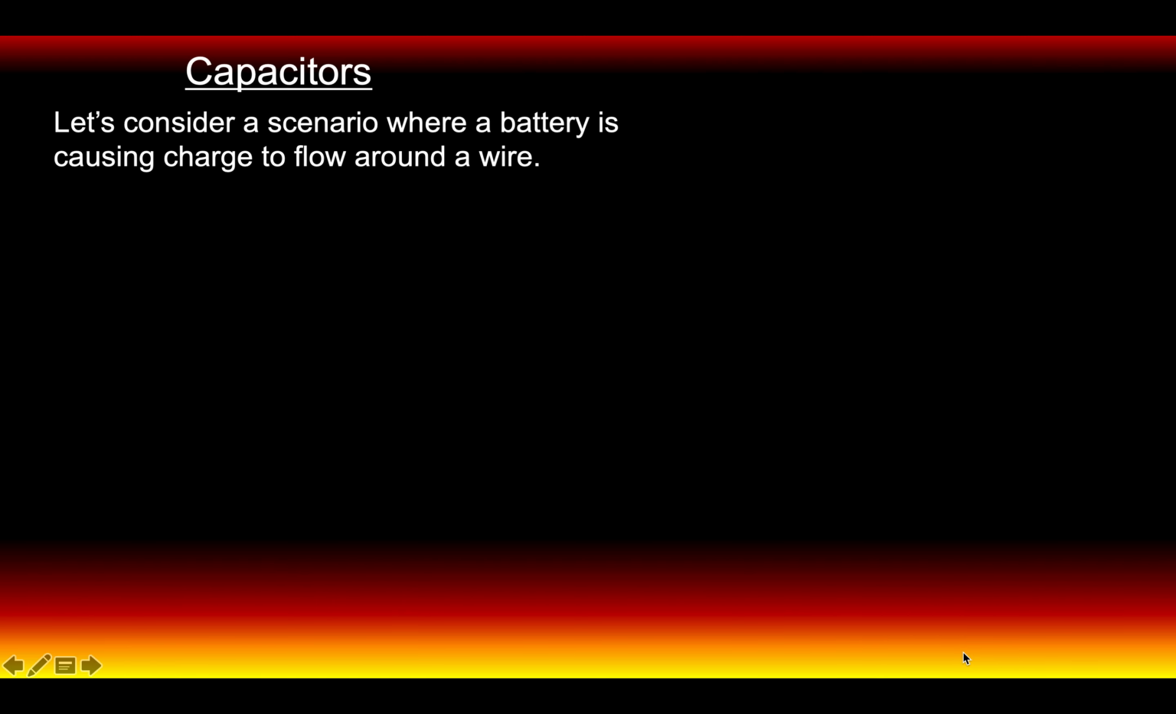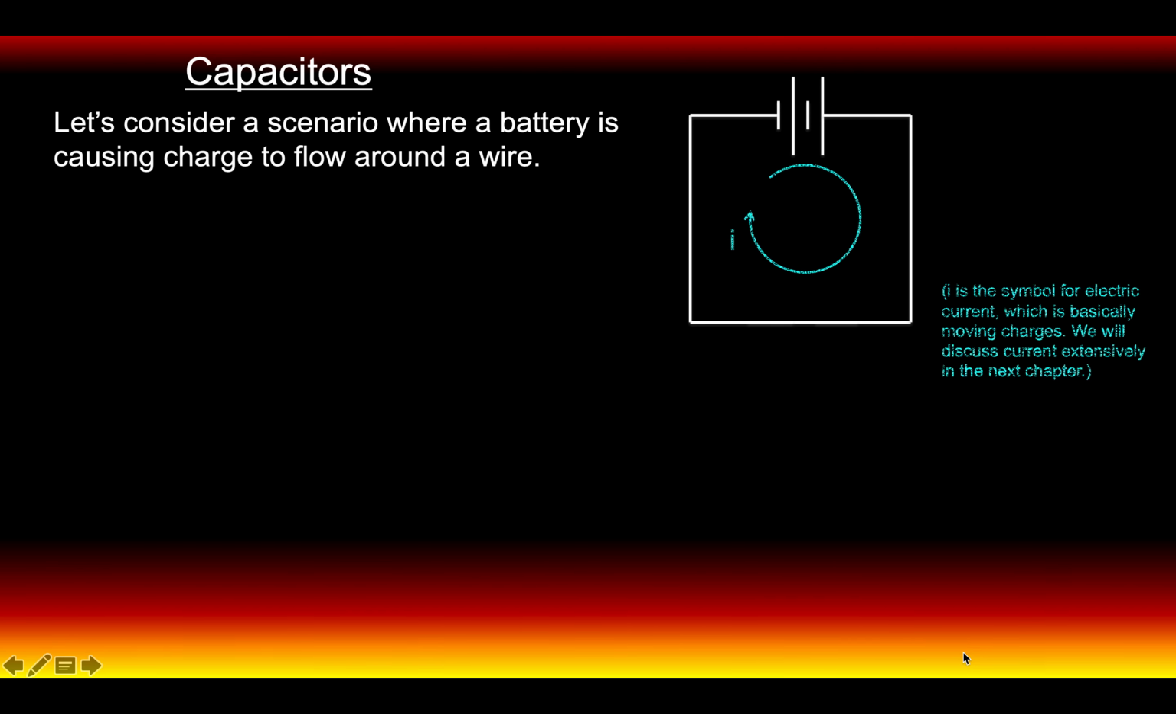To motivate the idea of capacitors, let's consider a scenario where we have a battery that has a wire connected to either terminal of our battery. So we're going to consider this picture. Based on the orientation of this battery, I expect that the battery will push charges around through the wire in a clockwise direction. So I could say there will be a current that is flowing clockwise through the circuit. We did not formally introduce electric current yet in this course. For today, just know that electric current is a movement of charges. Electric current is designated with the symbol I.